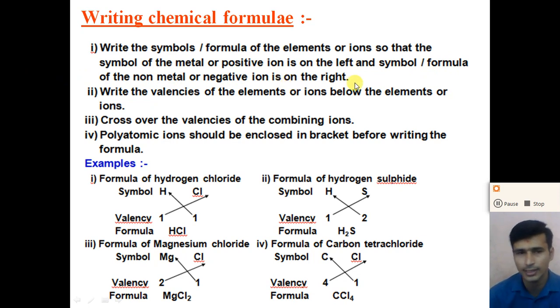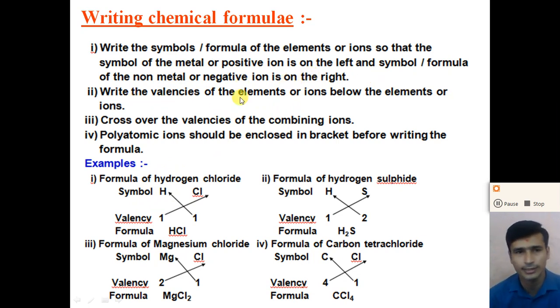So first, write the symbol of the elements or ions present in the formula. The positive ion is on the left side and the negative ion is on the right side, right? So write the symbol or formula of the elements or ions, such that the symbol of the metals, or we can say the symbol of the positive ion, is on the left side, and the symbol of non-metals or the negative ion is on the right side.